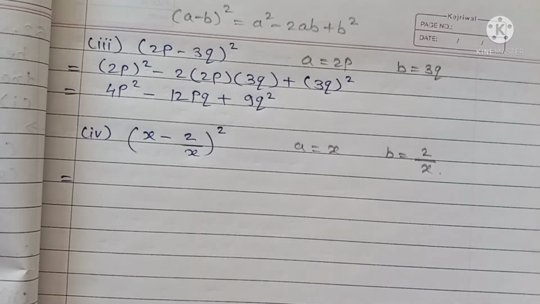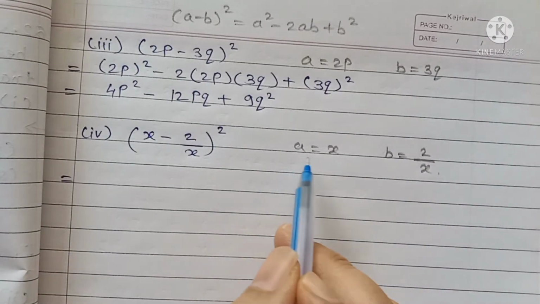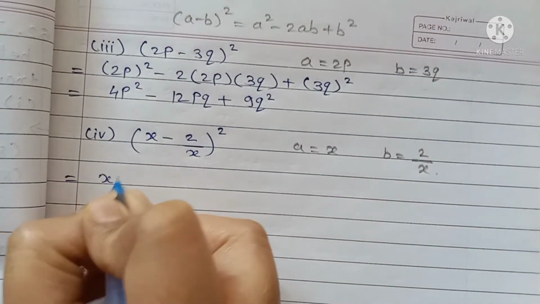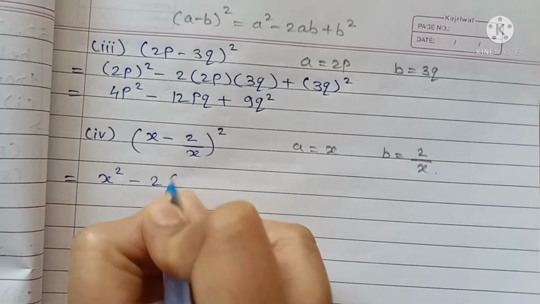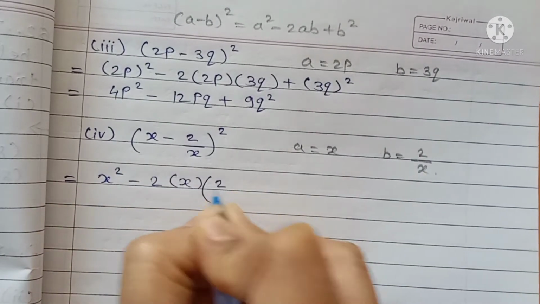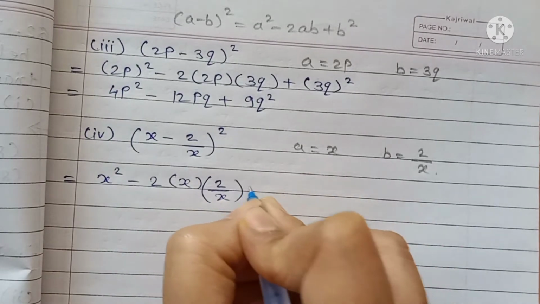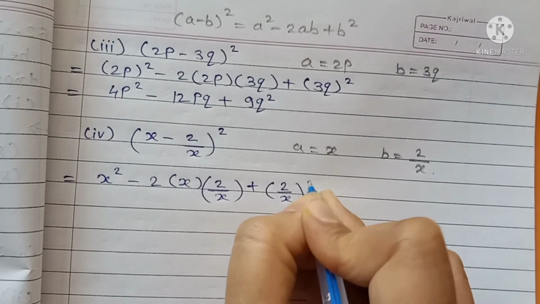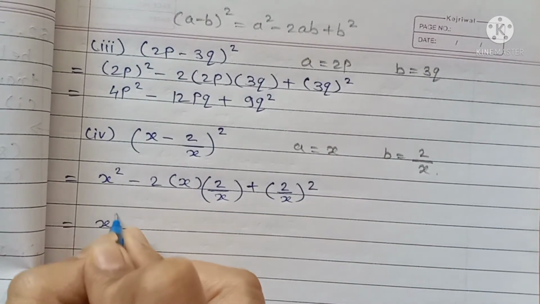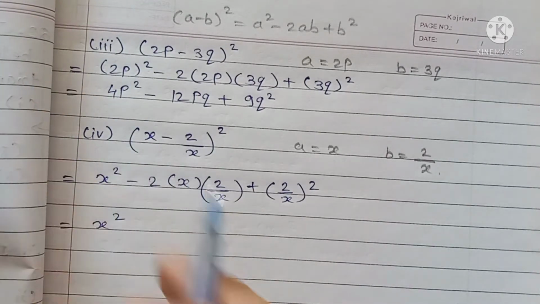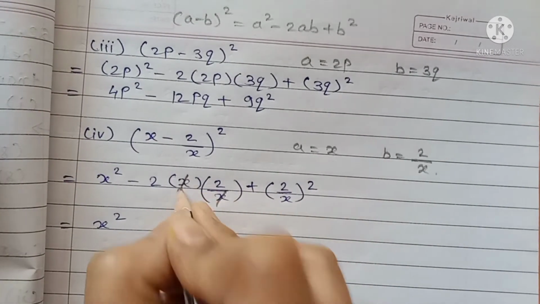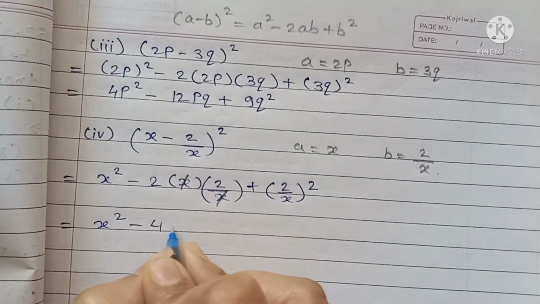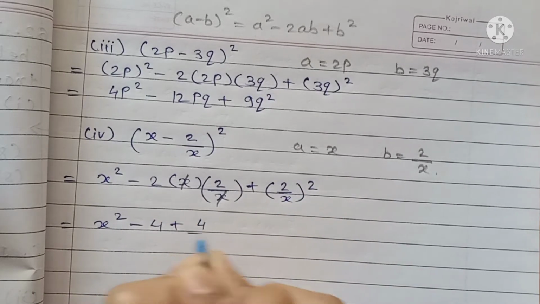Next, (x minus 2 upon x) square. A means x and b means 2 upon x. A square means x square, minus 2ab means x into 2 upon x, plus b square. B square means (2 upon x) square. See here this x will get cancelled. 2 2s are 4, means minus 4, plus 2 square is 4 upon x square.